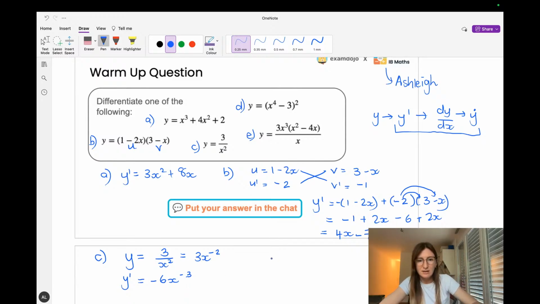And then let's do D. We have a bit of the chain rule. So we are going to multiply with that power of 2 in the front. Then we're going to keep the bracket as is. We're going to take away 1 from the power. See, it's kind of like the power rule. And then we're going to multiply by the derivative of what's inside the bracket. So that's 4x cubed. Minus 3 disappears. We can neaten that one up a bit. Let's multiply the 2 and that term. So that's 8x to the 4. Oh, no, 3.